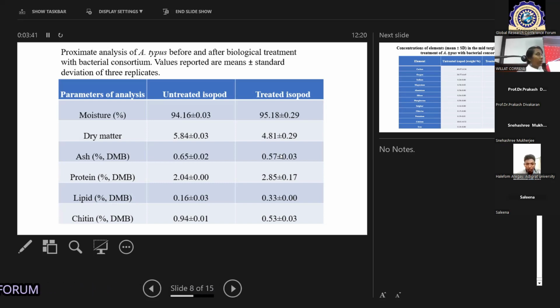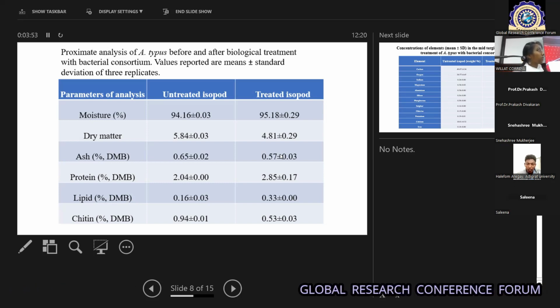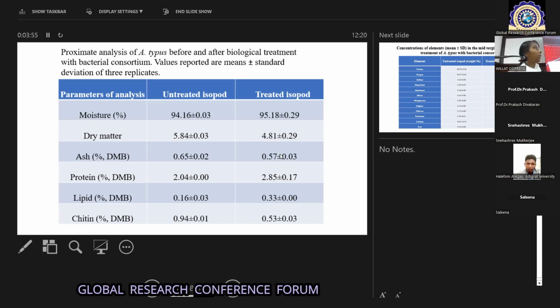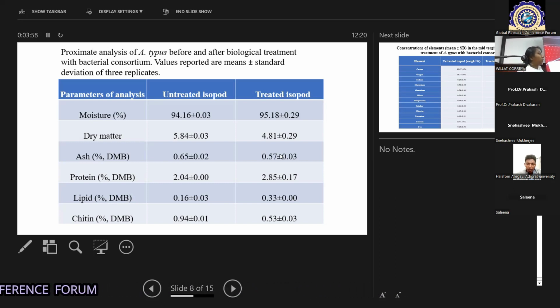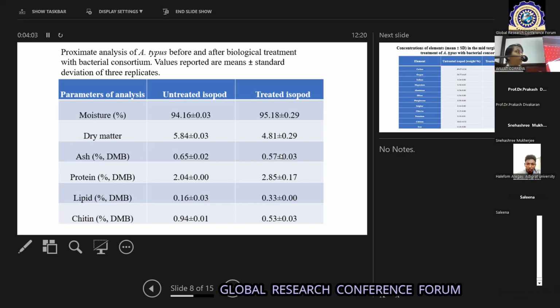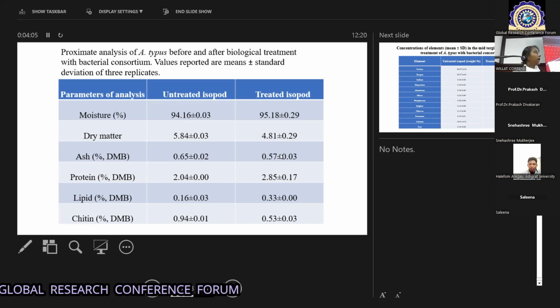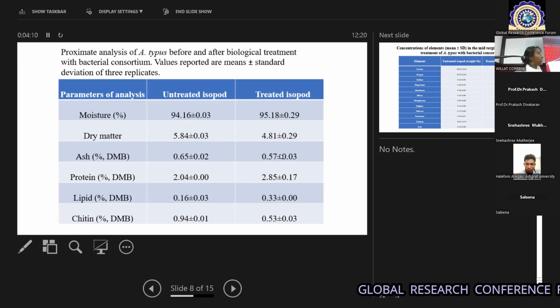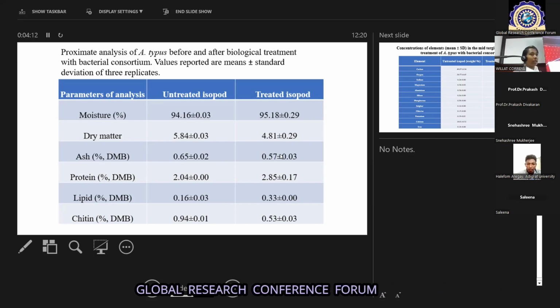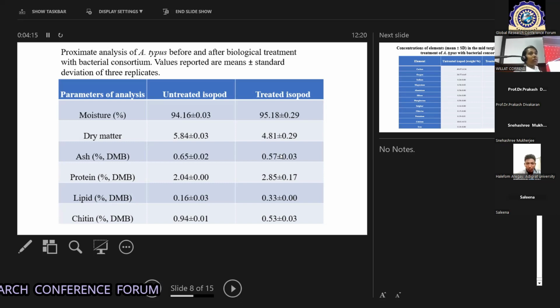Moisture is the principal component of this isopod, and after treating with this bacterial consortium, its content has increased to 95.18%, and its ash content has decreased to 0.57%. Its protein content has increased to 2.85%, and in untreated isopod it is 2.04%. Lipid also increased to 0.33% from 0.16% in untreated isopod. Chitin is the major component in the exoskeleton of this parasite, and it has decreased in the treated isopod, which indicates the effectiveness of this consortium.